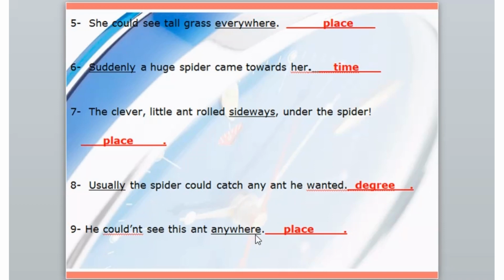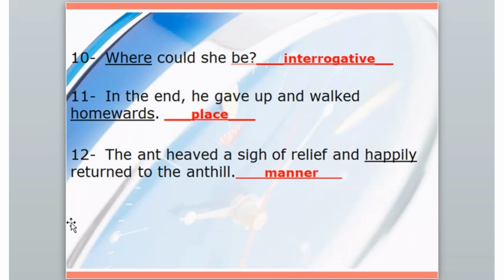Underline anywhere, and anywhere gives you an idea about the place. Okay, so this is the adverb of place. Easy? It's fun, right? Now let's come to the next. Number 10. Where could she be?